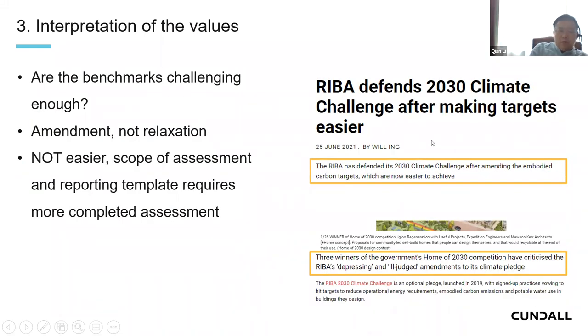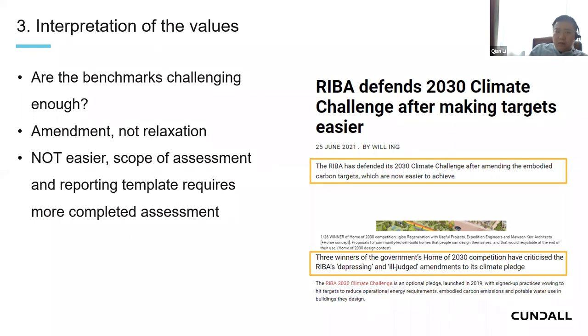Also, we aligned the values, and part of that is that RBA aligned their targets with GLA. But for some people, if they don't read it carefully or fully, they think it's actually a relaxation of the number, because the number on paper is higher. But actually it's not a relaxation at all. It's just an amendment and alignment.